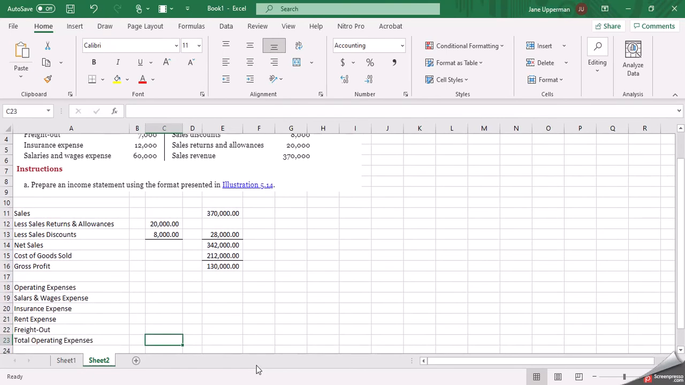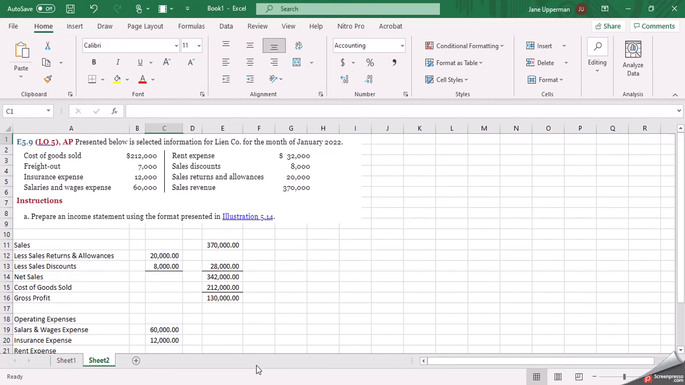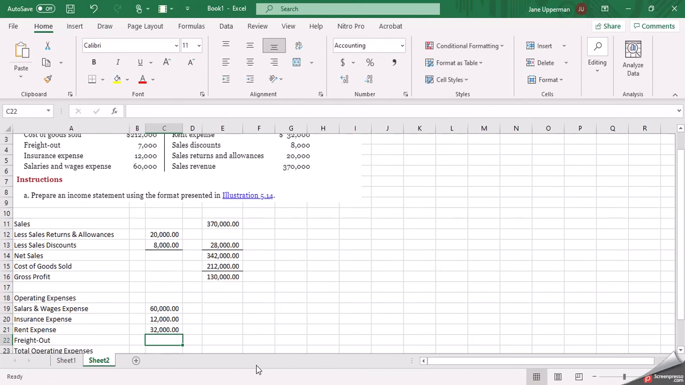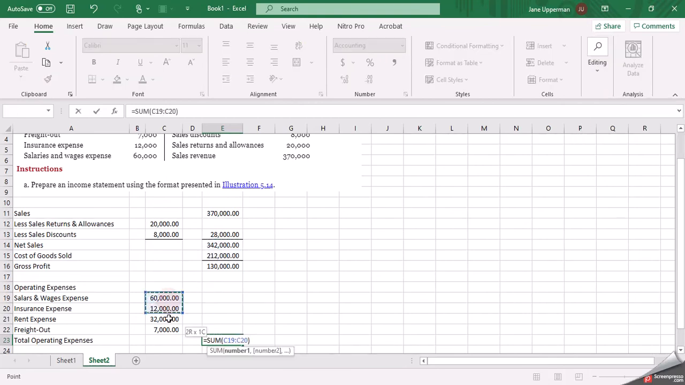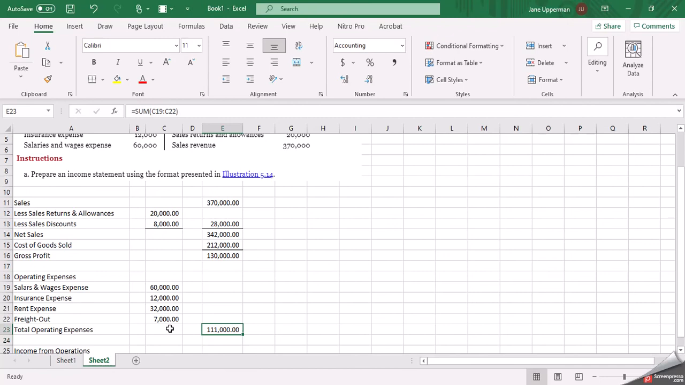Then I'll subtotal all of my operating expenses. So I start with salaries and wages expense. Then we've got insurance expense. And then we have rent expense up here, 32,000 for that. And then we have freight out of 7,000. And then we will subtotal all of those. Again, I'll do it over here in that other column, because that shows the subtotal that way.